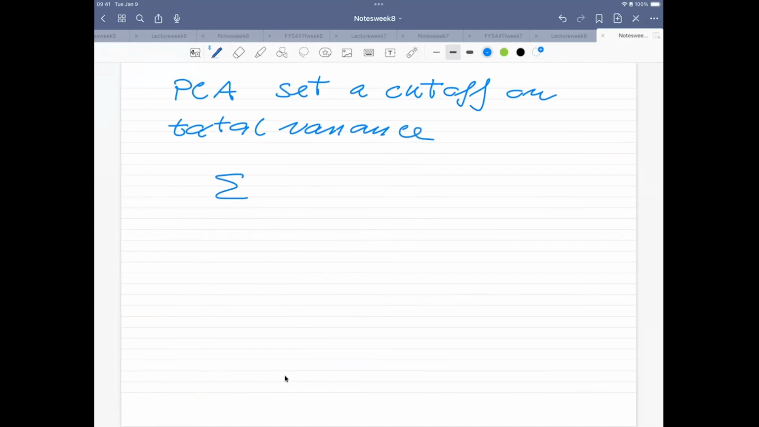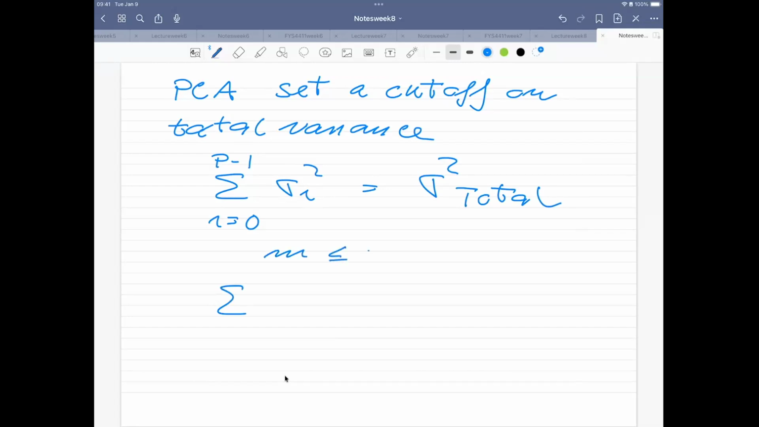So if we take the total variance, this goes from i = 0 up to p − 1 of sigma_i squared. This is the total variance, sigma squared total. But we are going to set a cutoff where we now have a variable m, which is smaller than or equal to p, the total dimensionality. And we sum from i = 0 to m − 1 of sigma_i squared, and this is less than or equal to a cutoff which we choose. So this cutoff could be so that we recover, let's say, 95% of the total variance.